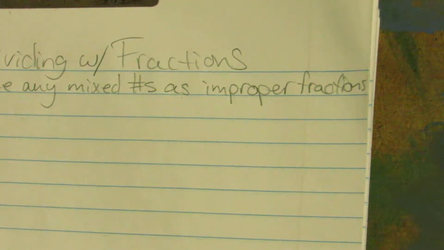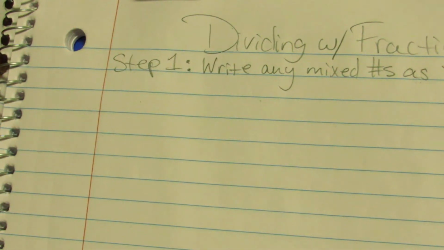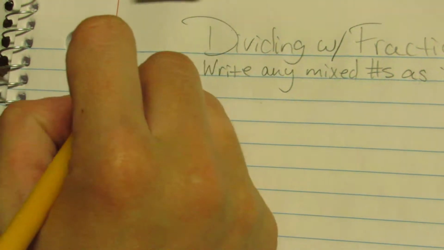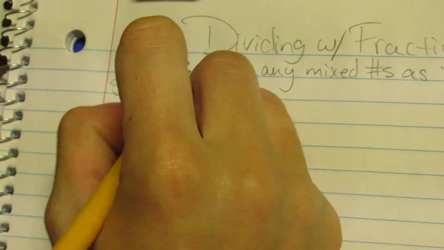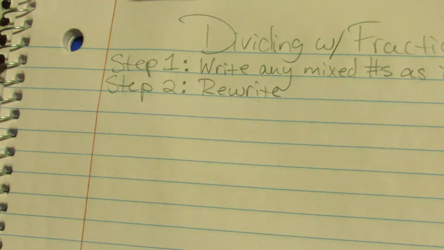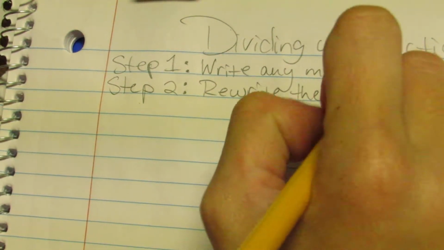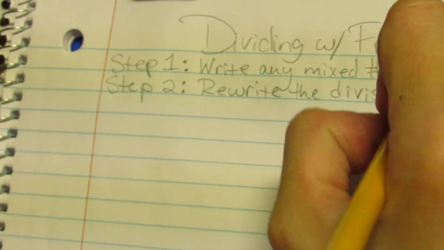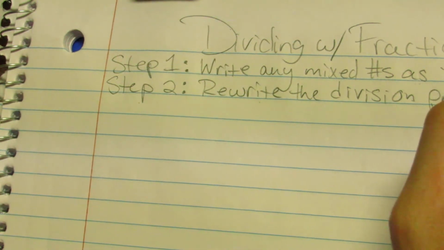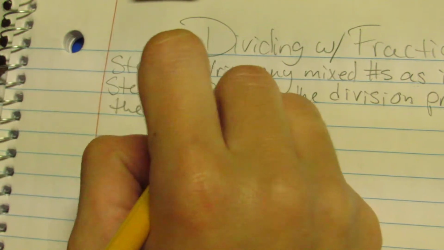Alright, step two. If you are finished writing any mixed numbers, converting those to improper fractions, I want you to go ahead and rewrite, because that does tend to get a little messy. I think a lot of you are skipping that part. So please make sure you rewrite the division problem and write them using the improper fractions you just found.